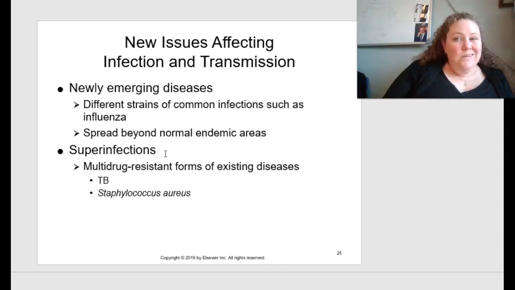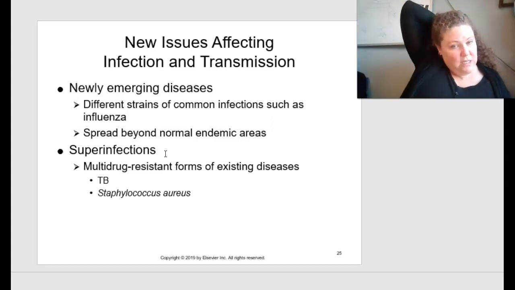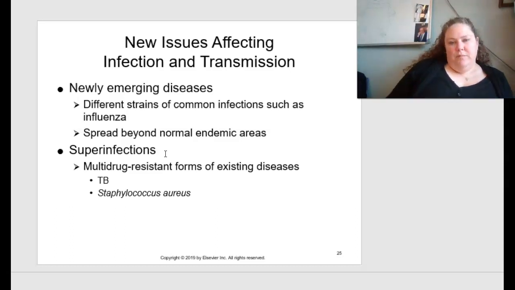So, we are in the middle of a pandemic. These slides are from before COVID was a thing, because they came from the book from 2019, so a hot minute ago. But we do have newly emerging diseases. We're in the middle of a pandemic.